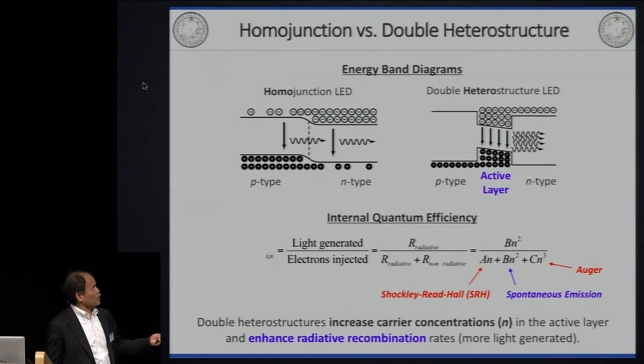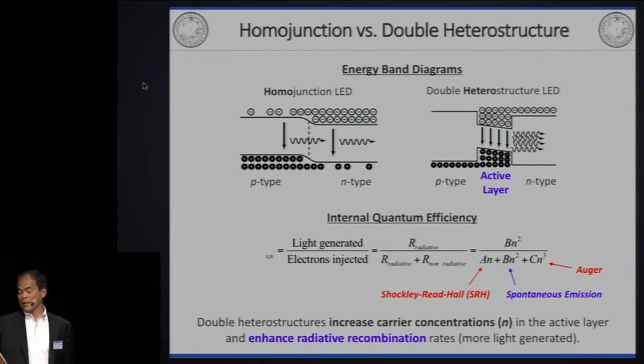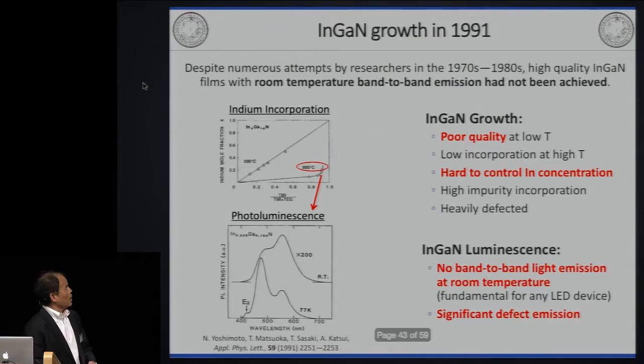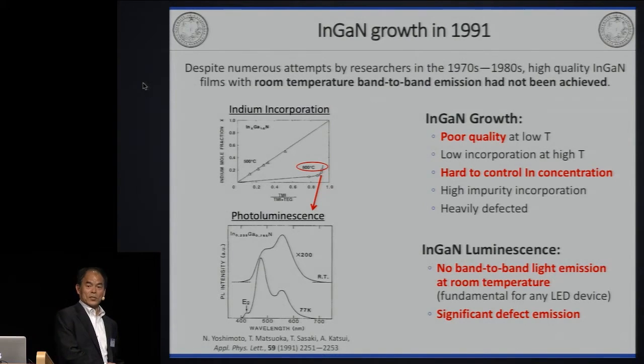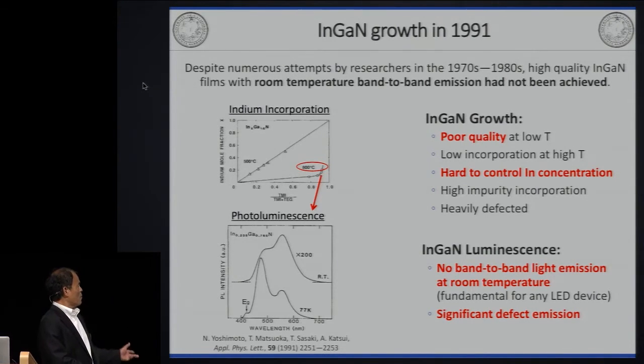But the problem is there was no active layer, no emitting layer, because at that time indium gallium nitride was very difficult in crystal growth. So in 91, especially in Japan, Matsuoka's group tried to grow indium gallium nitride, but the problem was no emission. This is at room temperature. For indium gallium nitride, the emission should be here, but there is yellow emission, no? This emission comes from crystal defects. So basically, no band-to-band emission.